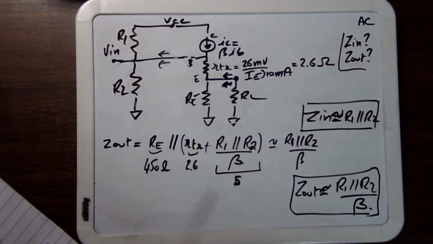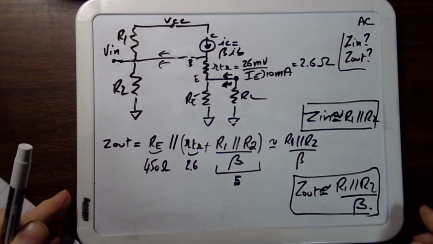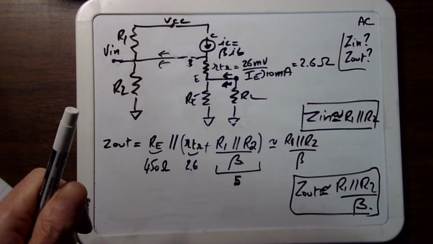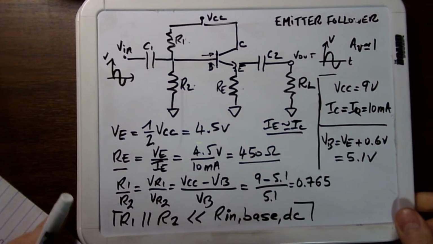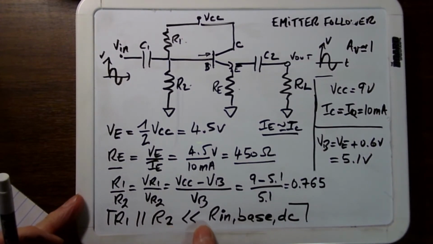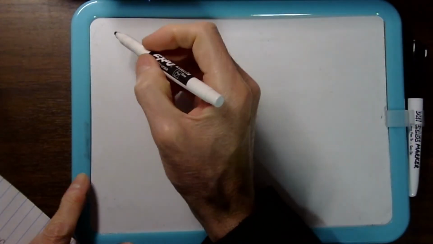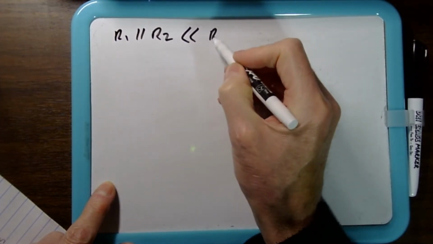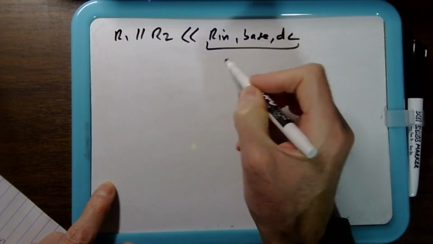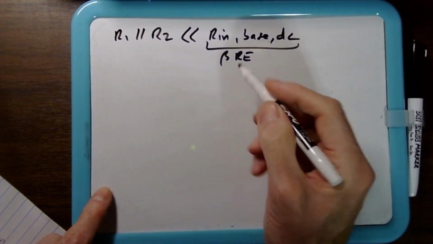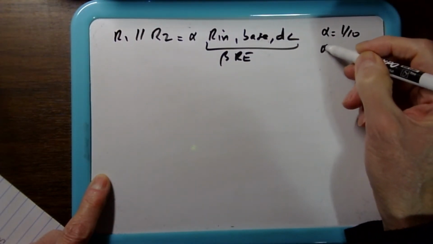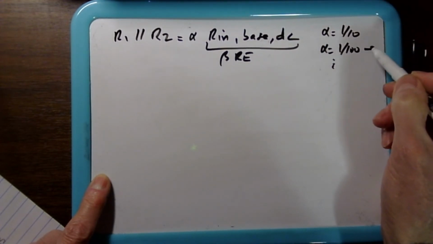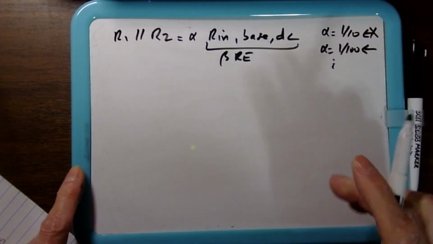So I think now we have Z in, Z out. We can come back to why I chose that R1 in parallel to R2 thing. Here I had R1 in parallel with R2 when I was doing DC. R1 in parallel with R2 must be much less than R in base DC. This is beta RE. And instead of doing a must be much less, I said that it must be equal to alpha, where alpha is equal either to 1/10, 1/100, 1/1000, etc. And I chose this one, but I did not really explain why.